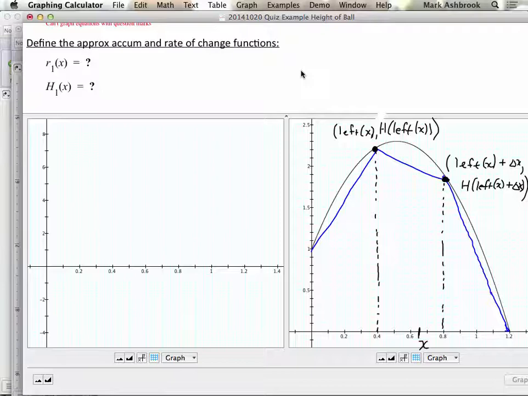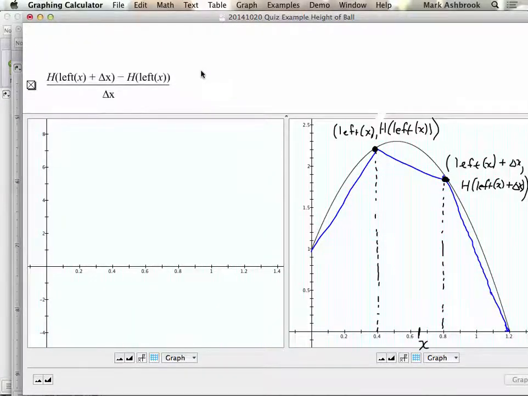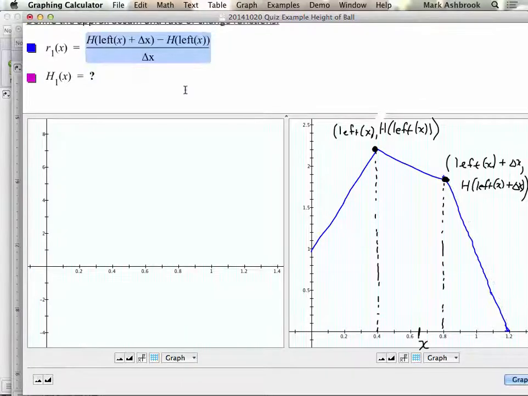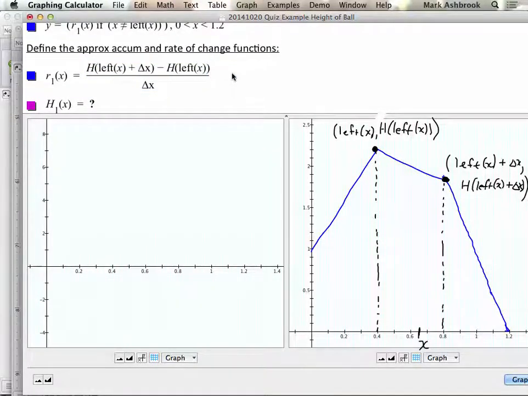So now, how do we define the average rate of change for that blue segment given this current value of x? What's the average rate of change in general? Change in y over change in x, or change in output over change in input. So you've got your final height, your initial height, your final x value, and your initial x value, and you're going to find the change in height over the change in time. So that looks like this. There it is.